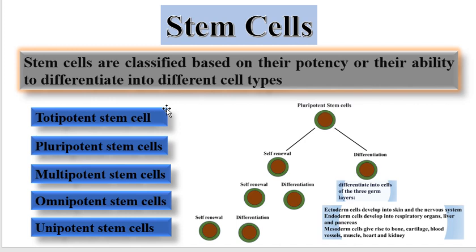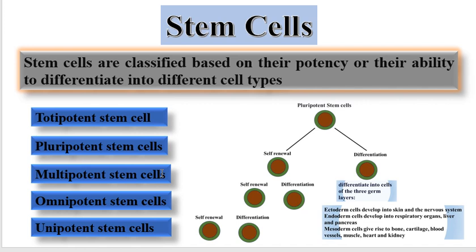Then pluripotent stem cells take place in forming different cells of the body. For example, ectoderm cells develop into skin and nervous system. Endoderm cells develop into respiratory organs, liver and pancreas. Mesoderm cells give rise to bone, cartilage, blood vessels, muscle, heart, and kidney.